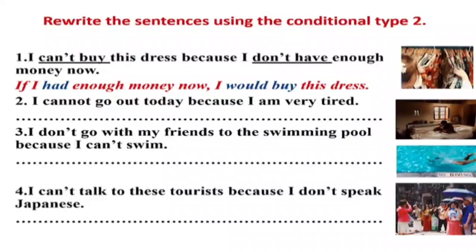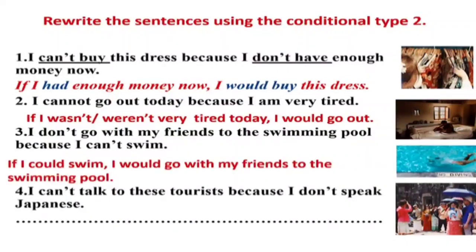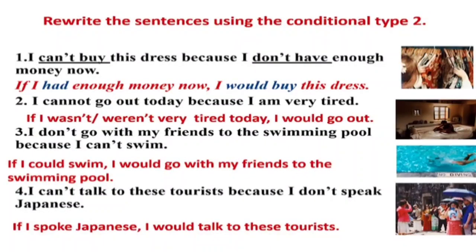Okay, so second sentence, I cannot go out today because I am very tired. Yes, you see if. Yes, if I wasn't or if I weren't very tired today, I would go out. Okay. Number 3. Yes, you see if I could swim, I would go with my friends to the swimming pool. So we have, I can't swim, so can't, in past we say could. If I could swim, I would go with my friends to the swimming pool. Last one. Okay, yes. So we say, if I spoke Japanese, I would talk to these tourists.